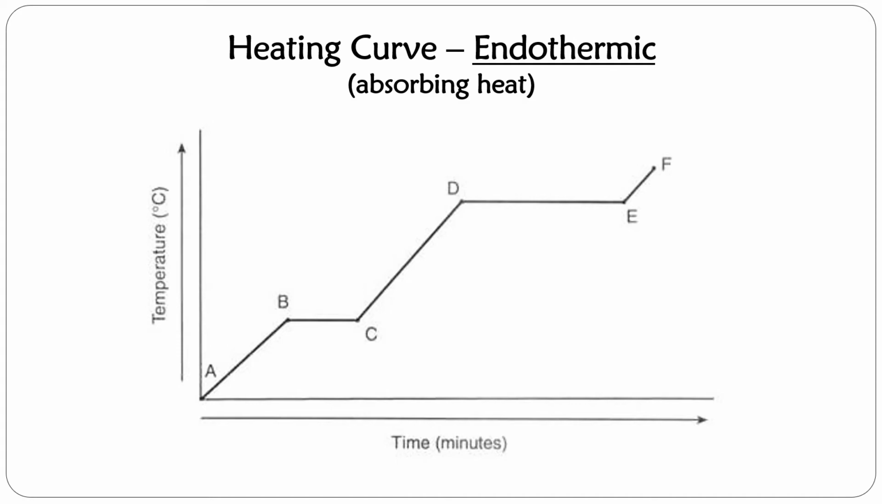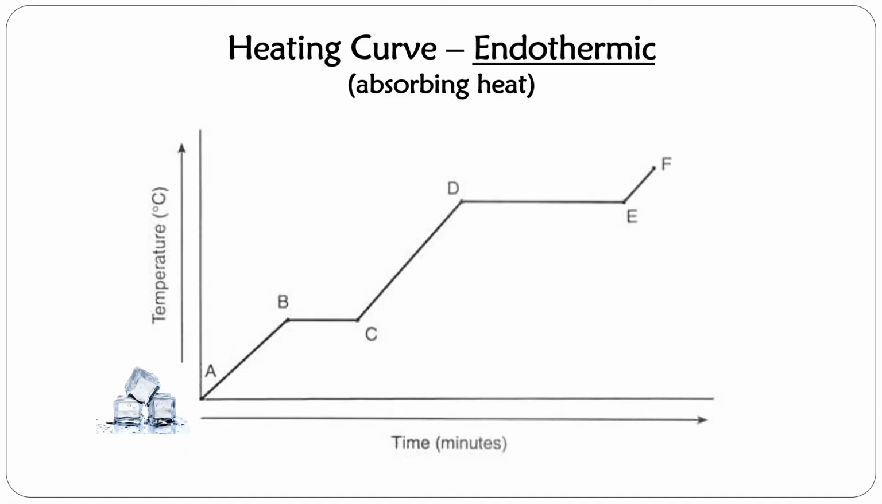So all that this graph is telling you is what happens to these different products as the temperature increases with time. So let's say when the time is 0 and the temperature is also 0, we start with solid ice at point A.